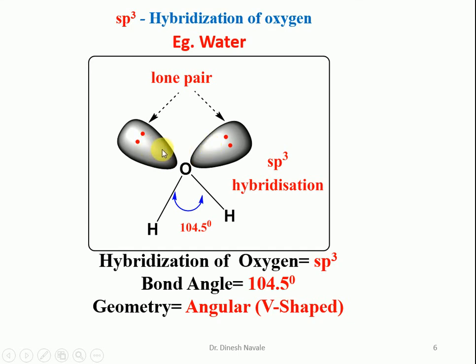For sp3 hybridization we expect a tetrahedral geometry, but due to the lone pairs, the geometry of the water molecule becomes such that the 2 lone pairs are on one side and the hydrogen atoms are on the other side. So it becomes exactly the angular or V shape geometry for the sp3 hybridization of the oxygen atom, and the example is water.